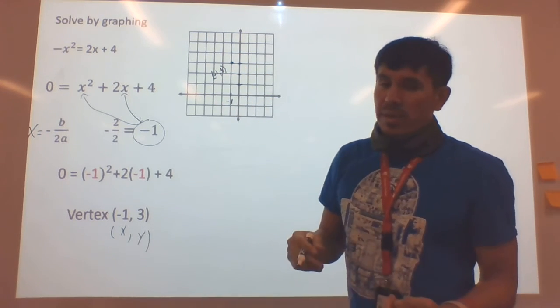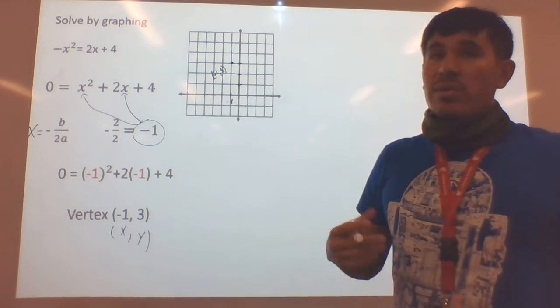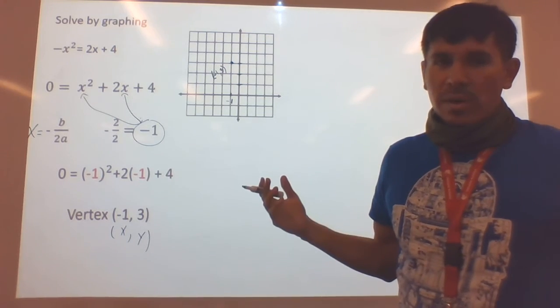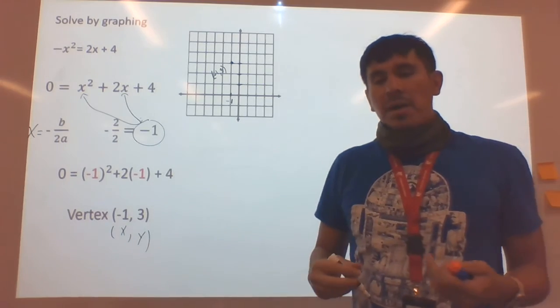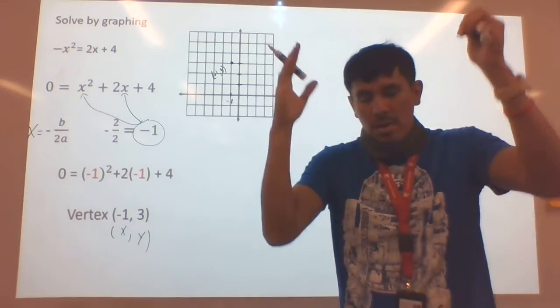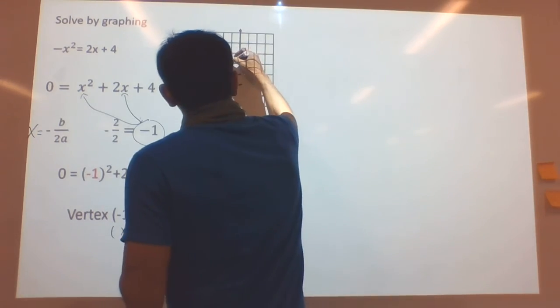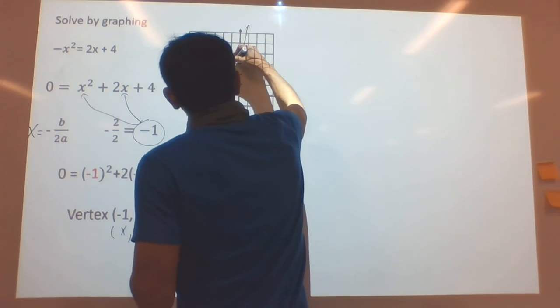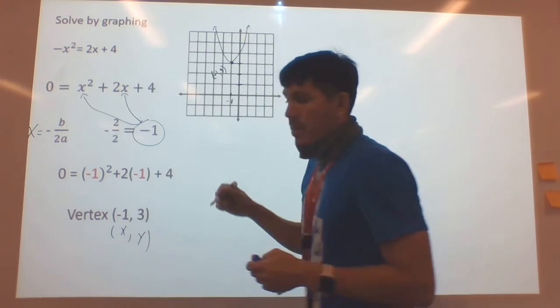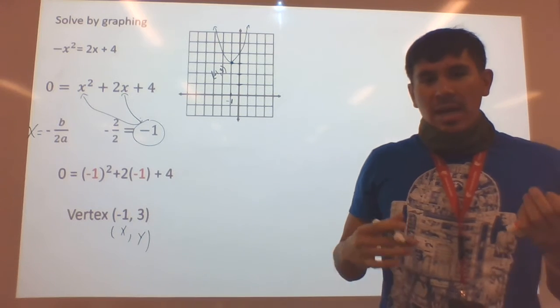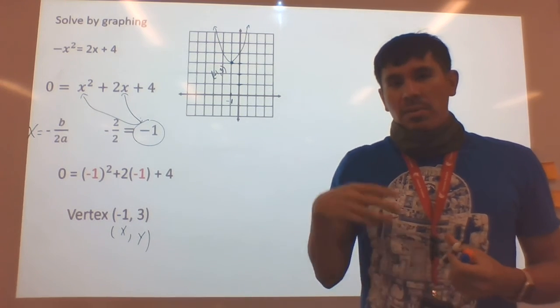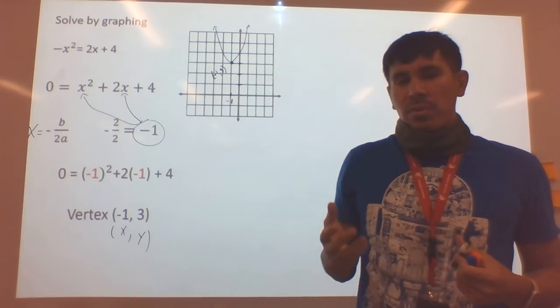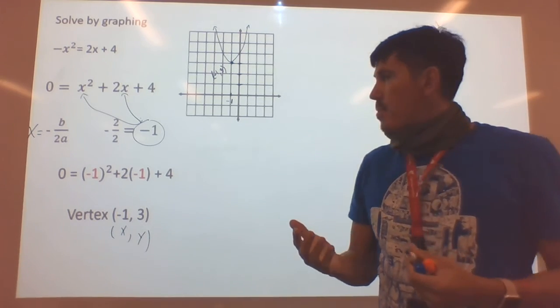Just from finding the vertex, we can tell if we have no solutions, one solution, or two solutions, right? We can find that out by looking at my a value. My a value is positive, which means my parabola is going to open up. If it opens up, it's not going to cross my x-axis. So if it's not going to cross my x-axis, guess what? I have no solutions. I have no real roots. I have no zeros.